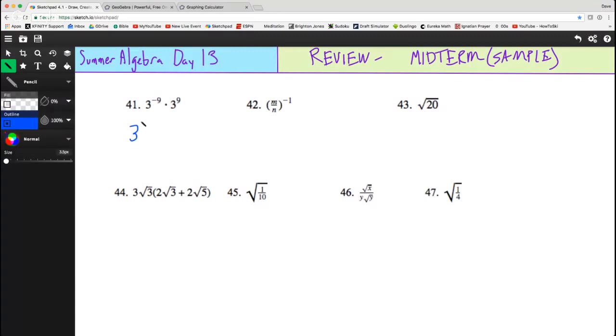All right, here we go. 3 to the negative 9 times 3 to the 9 is 3 to the negative 9 plus 9, which is 3 to the 0, equals 1.